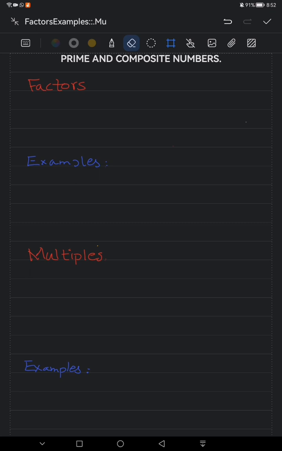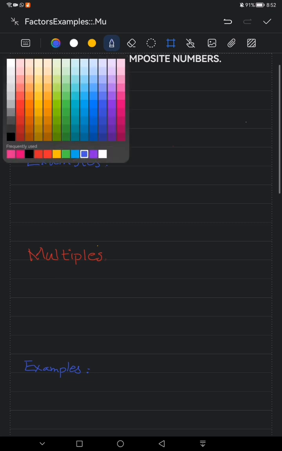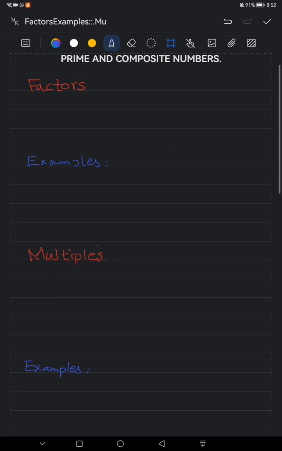Today we are going to study about prime and composite numbers. But before we start our actual topic, we need to know a few of the terms regarding this topic. The first term is factors. What are factors? A factor is a number which exactly divides the other number with no remainder. The remainder is 0. It fully divides the other number.